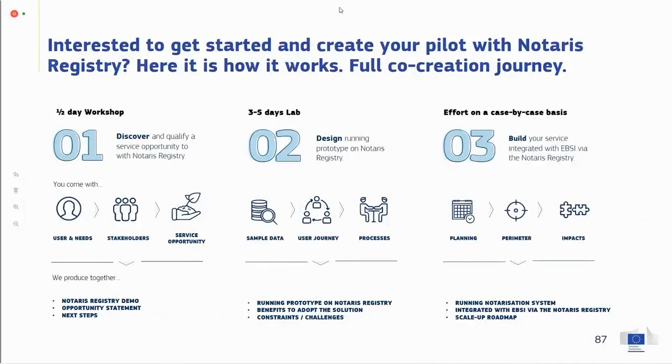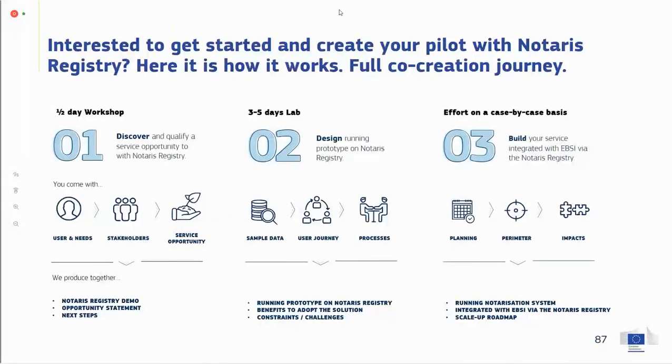So we can create some demo, make sure that the perimeter of the project is more or less defined. That will allow you to understand, think through the case, and then potentially see whether the next steps could be engaged. Next steps could be a lab where you have your own data, you have a process in mind, a user journey as well. Then we could work together in a co-creation workshop, and we have a design of a prototype, always using the Notarization Registry. So at the end, you will have a running prototype like the ones that we have shown today. We will think through also the benefits of adopting the solution together, and of course all the challenges and the constraints that we may face if you would like to go on a broader scale.